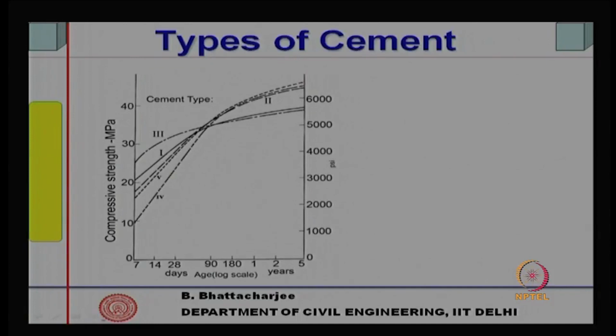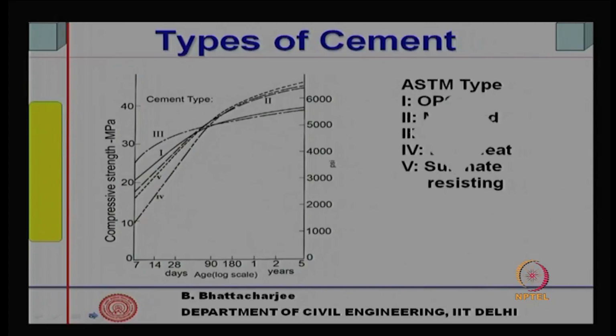The strength that we are looking into, because there are different types, type 1, type 2, type 3, type 4, type 5 cements, if you look at it. Now, type 1, this is our OPC, strength development is somewhere here. Type 3, high early strength. So, it has got high early strength, but its long term strength is in fact slightly lower than the OPC. Modified cement, type 2, somewhere there.